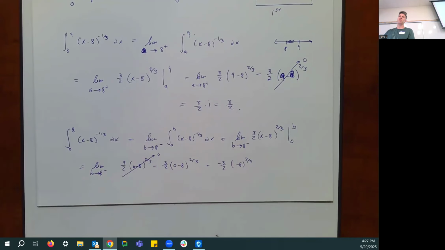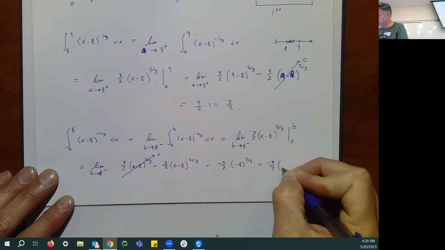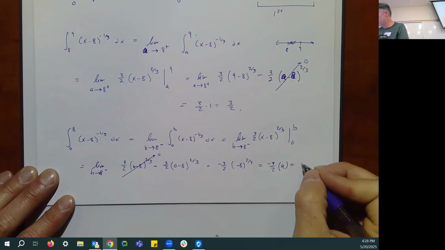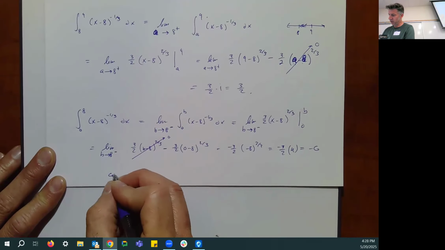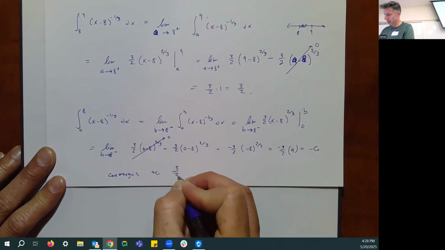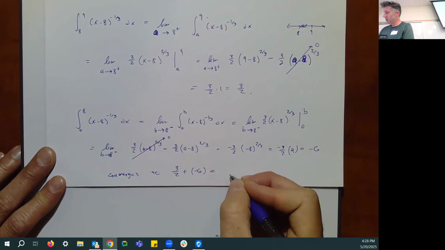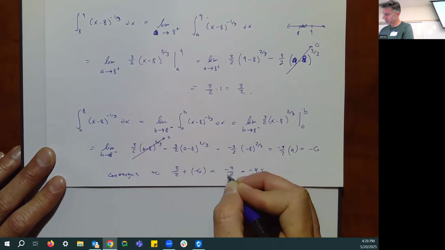And over here, I get minus 3 halves times (negative 8) to the 2/3. Ooh, negative 8 to the 2/3. What's the cube root of negative 8? What's negative 2 squared? It's going to be negative 3 halves times positive 4, which is negative 6. So our final answer is it converges to 3 halves plus negative 6, which is negative 9 halves, or negative 4.5.